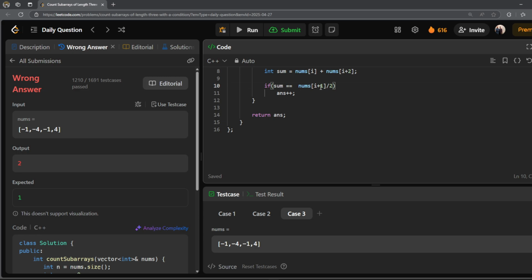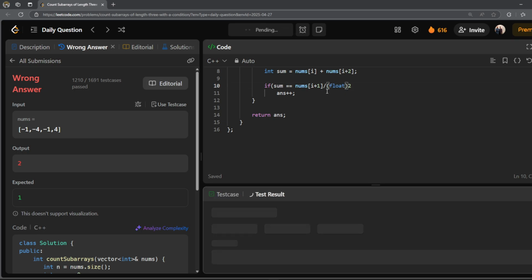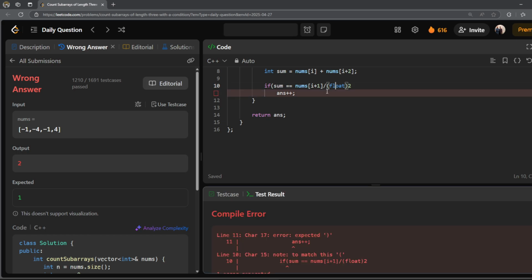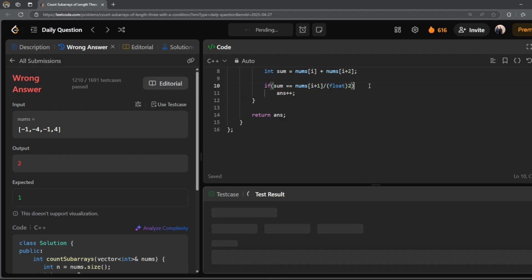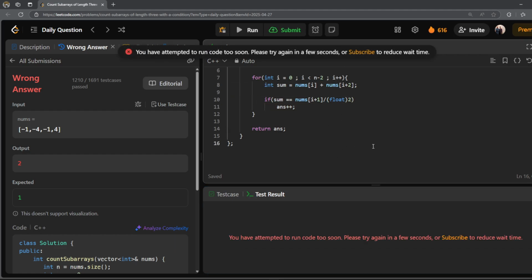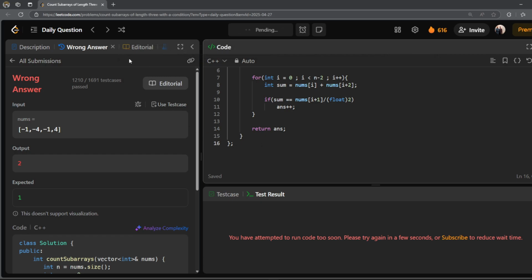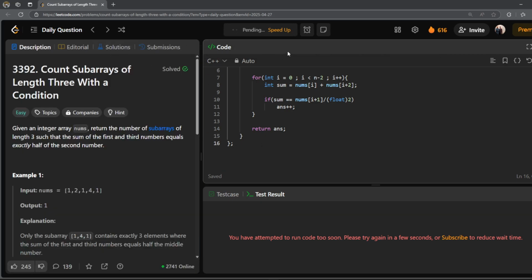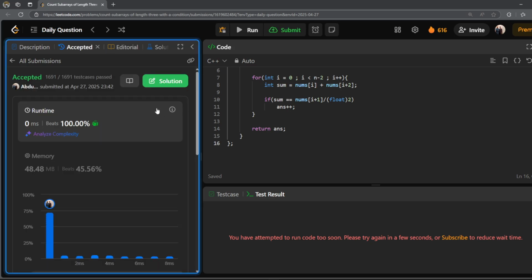So maybe I can do float over here, right? That way I think the mistake can be avoided, because that way 0 would not be equal to 0.5. Let's just go on a hunch and directly submit it. Let's see if it passes all the test cases, and it does.